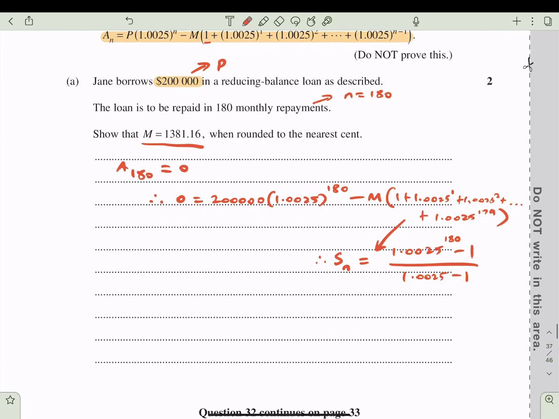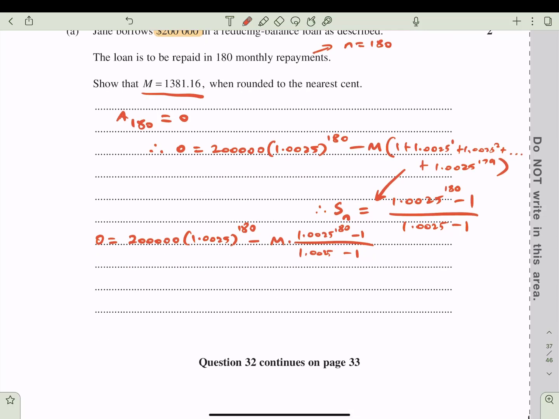Right? So in other words, simplifying my equation now, 0 equals 200,000 times 1.0025 to the power of 180 minus M times (1.0025 to the power of 180 minus 1) over (1.0025 minus 1). Okay? Now, rearranging this to make M my subject. So remember, we are concerned with M here. So let's make that my subject. M times (1.0025 to the power of 180 minus 1) over (1.0025 minus 1) is equal to 200,000 times 1.0025 to the power of 180.